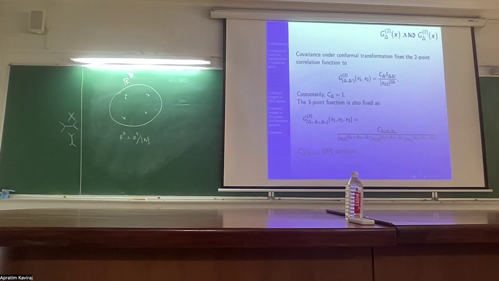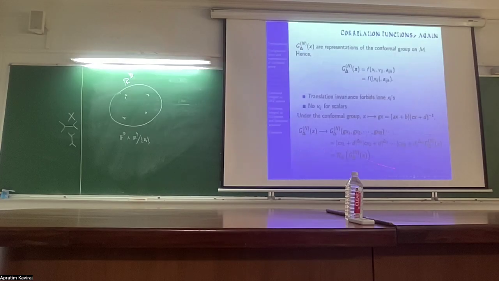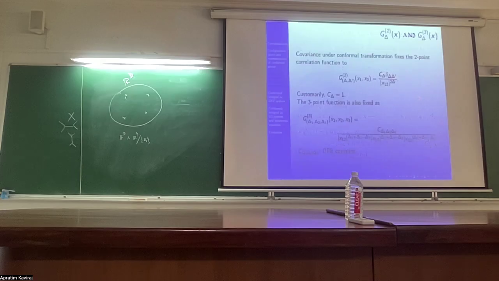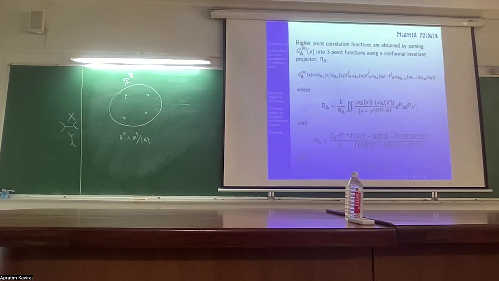Now, covariance under the conformal transform, everyone knows, fixes the 2-point correlation function directly to this. That's actually very easy to see from here. If I have only 2 points and it's the same C and D, there's not much I can do. So it fixes both the deltas to be equal. The 3-point function is also fixed like this, standard formula. These are the OPE constants, and these are the powers. So everyone knows this. 1, 2 comes with 1, 2 by and so on. So I won't spend time on that, and I'll go directly to the higher points.